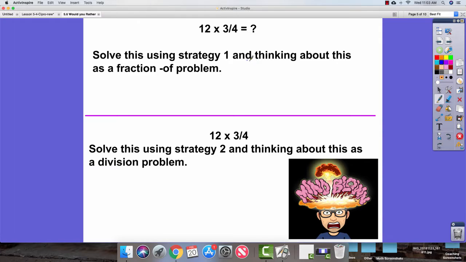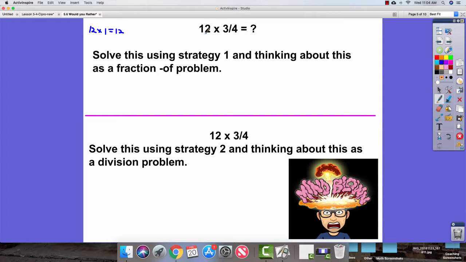Alright, so in class we were working on multiplying whole numbers by a fraction that's less than 1. And we talked about why we always get less than what we started with when we multiply a whole number by a fraction less than 1. Because 12 times 1 equals 12, so if we're multiplying by something that's less than 1, it totally makes sense that we're going to get a number less than what we started with.